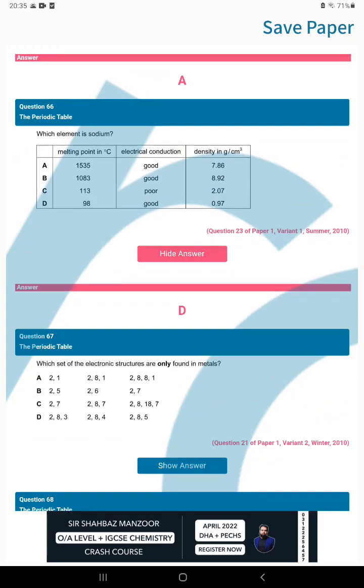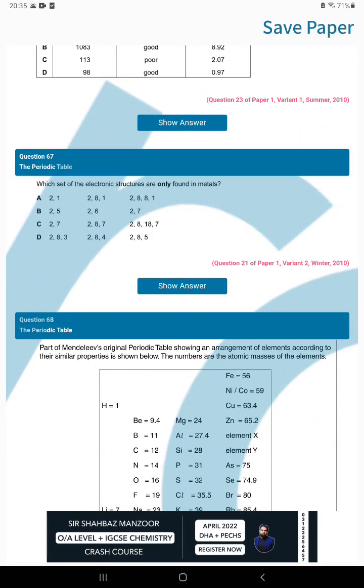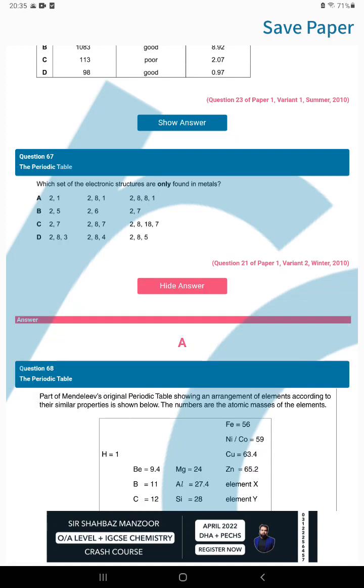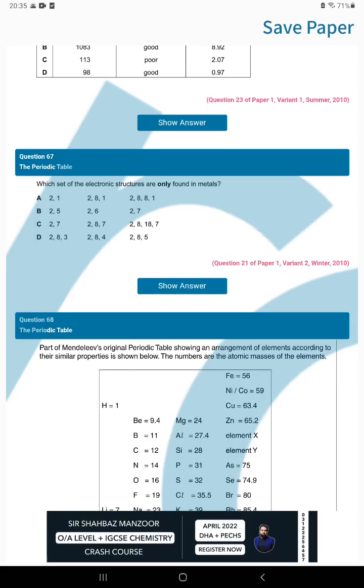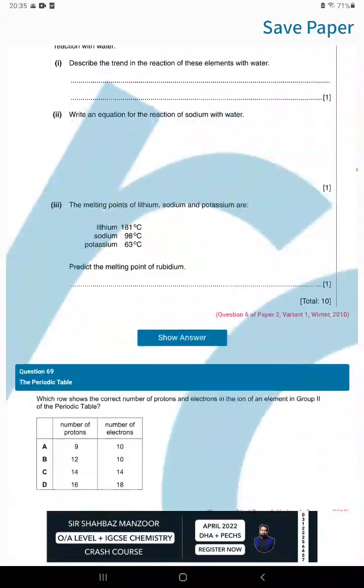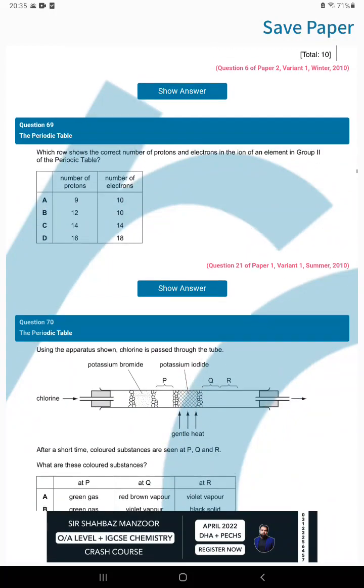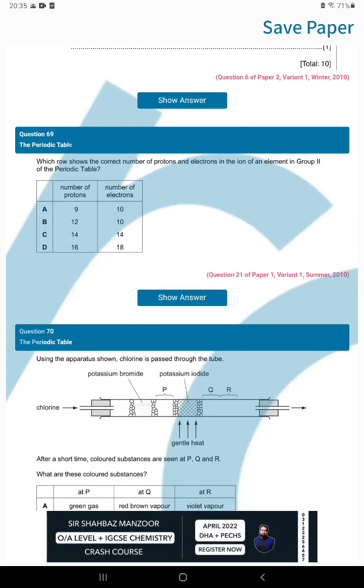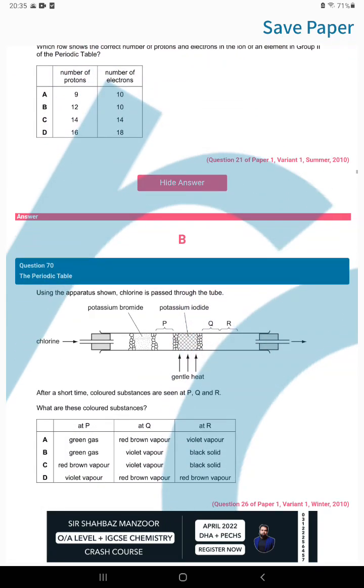Yes. Which set of electronic structures are only found in metals? It's A. Then which row shows the correct number of protons and electrons in the ion of the element in group 2 of the periodic table? B. This question is repeated.